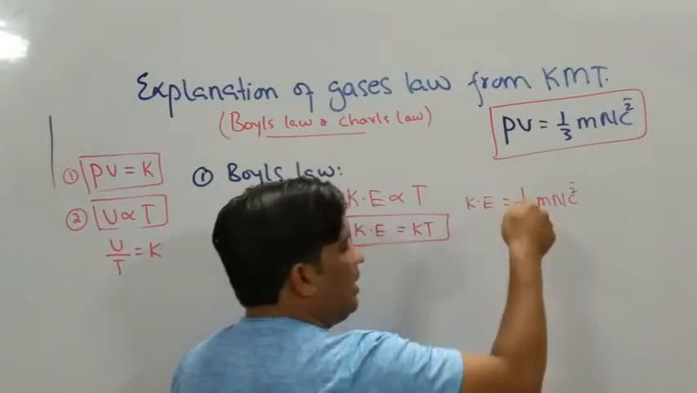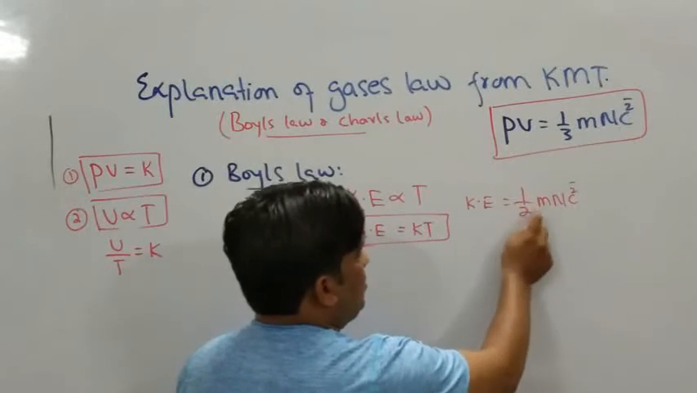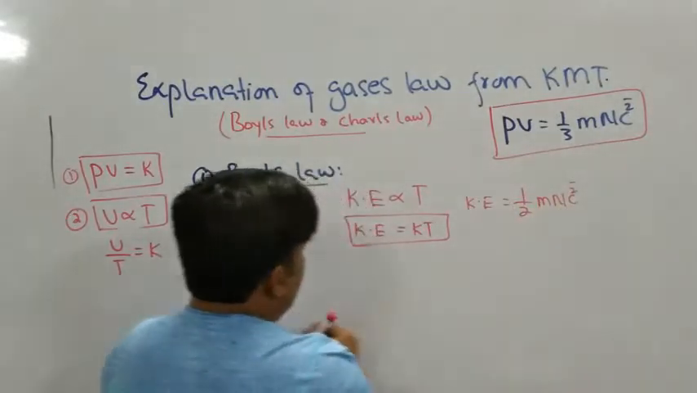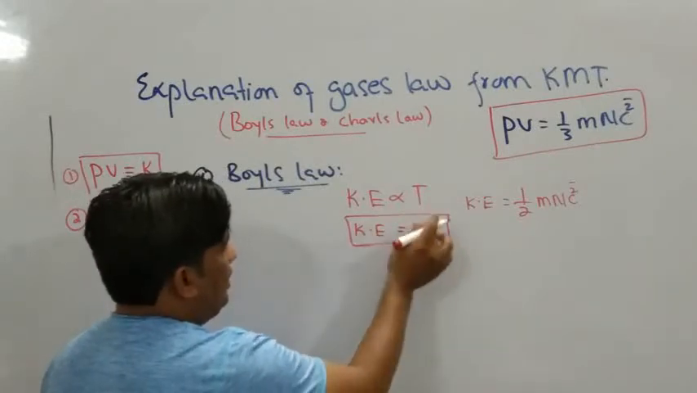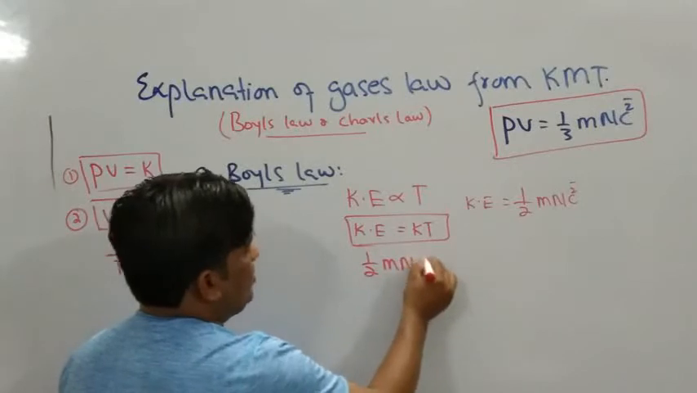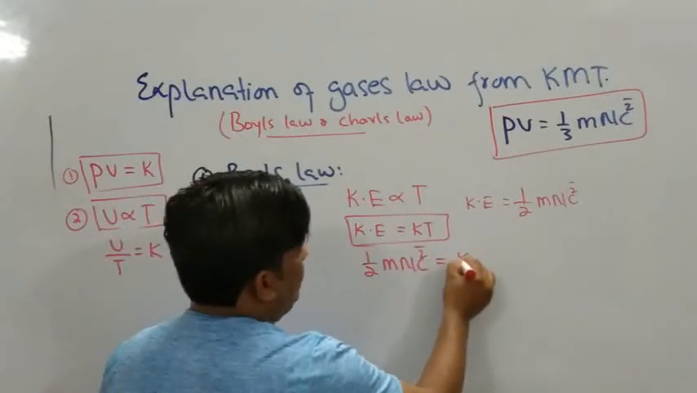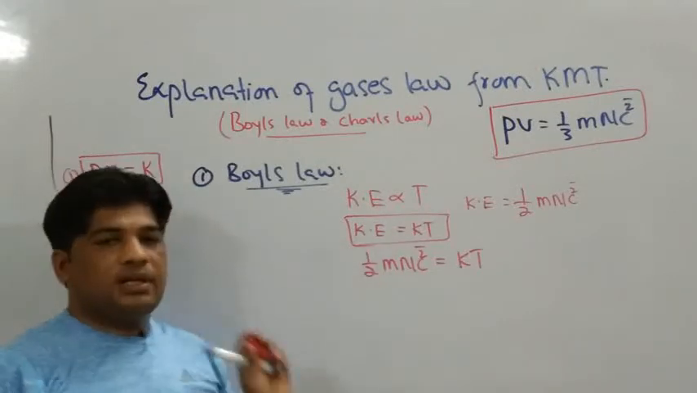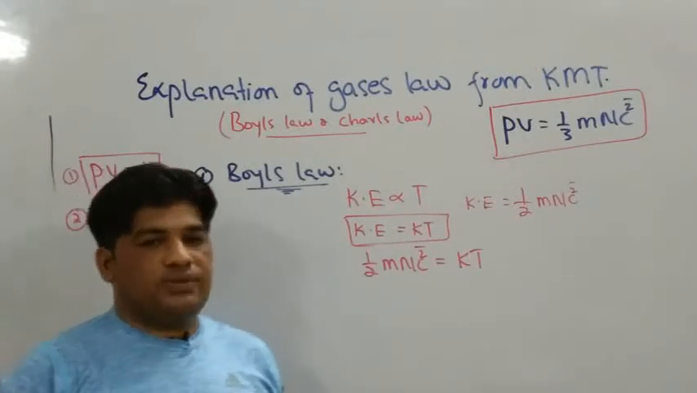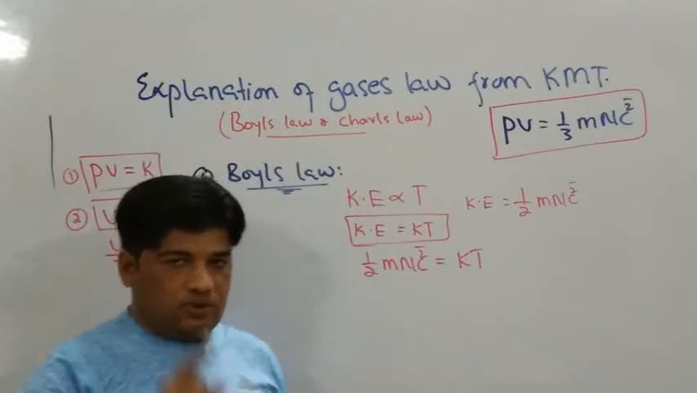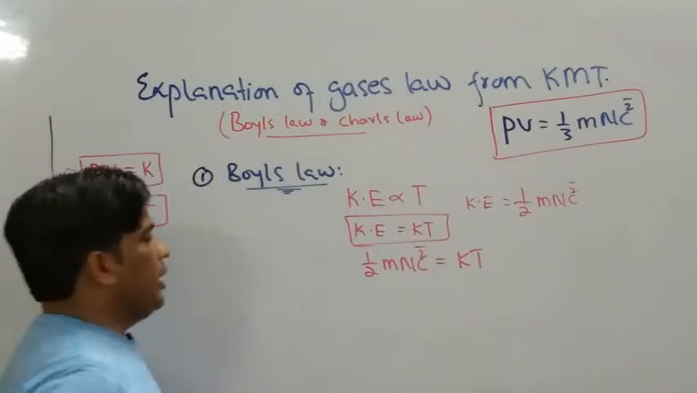But for a number of molecules, the kinetic energy is what? 1/2 mNc square, for N molecules. So we can write kinetic energy is equal to that. So 1/2 mNc square bar is equal to kT. ये हमें already पता है from kinetic molecular theory of gas से that kinetic energy of the molecule is directly proportional to absolute temperature, you know.